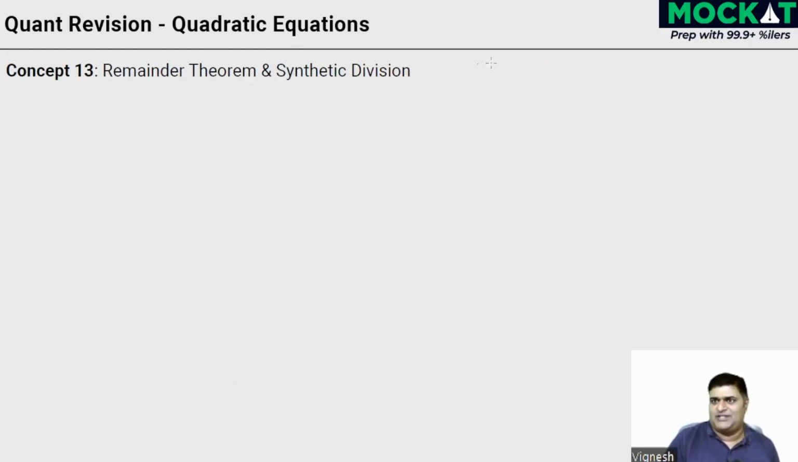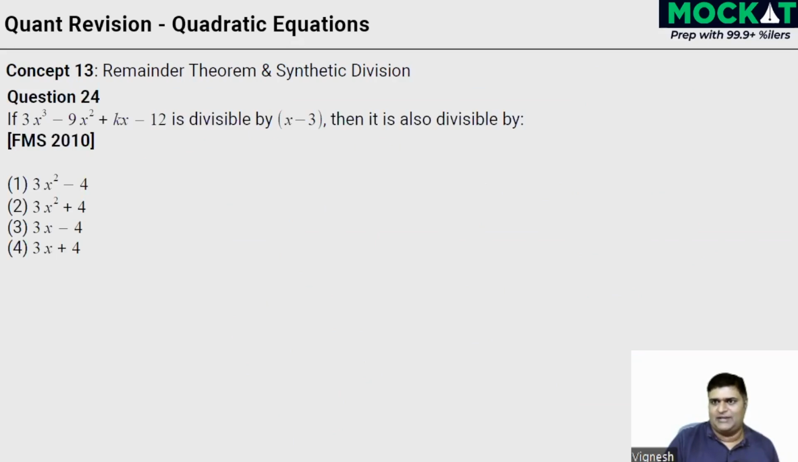So remainder theorem and synthetic division, we'll look at it with an example itself. This is something which came in the FMS paper, 2010. If 3x cubed minus 9x squared plus kx minus 12 is divisible by this, then it is also divisible by what? If this is divisible by x minus 3, then I can apply the remainder theorem to find out the value of k first. Then I can apply synthetic division to divide by it and find the factors.